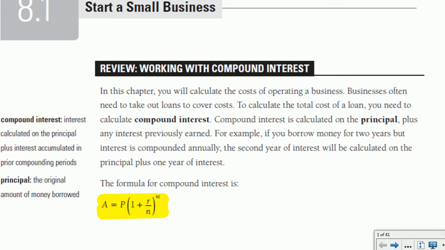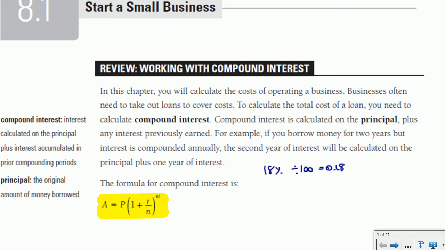A is the amount of money you have to repay for the loan. P is the principal, the amount that you borrowed. R is the interest rate as a decimal. So if you're given something like 18%, as a decimal you need to divide by 100 and you would get 0.18. N is the number of compounding periods per year.